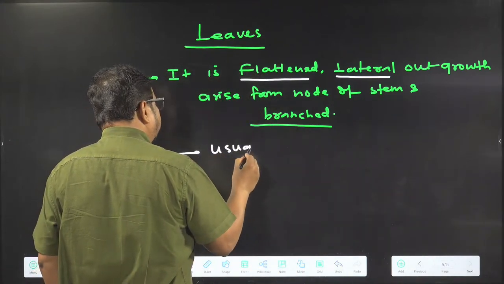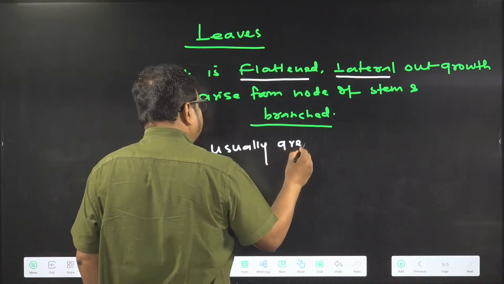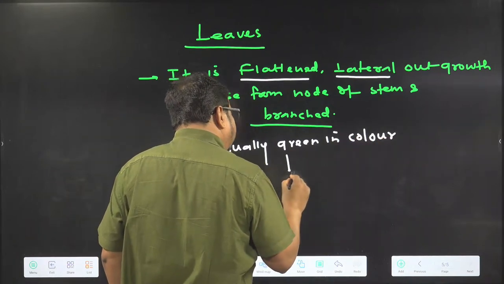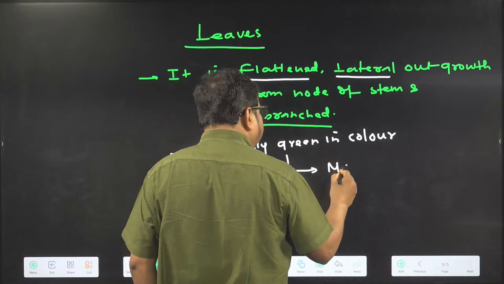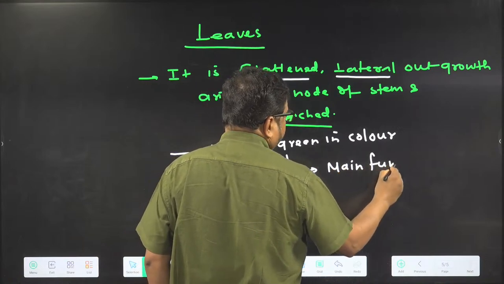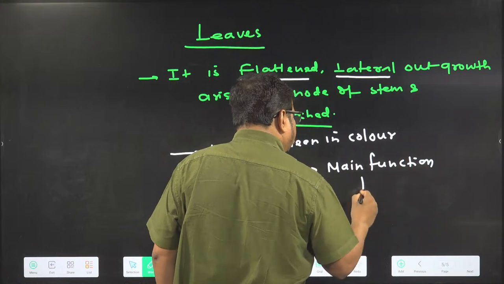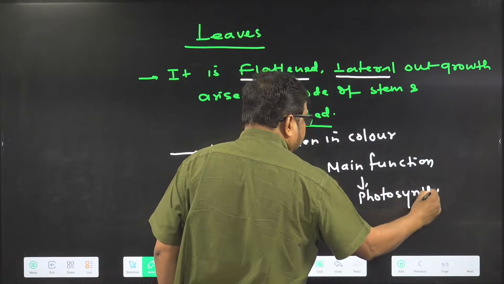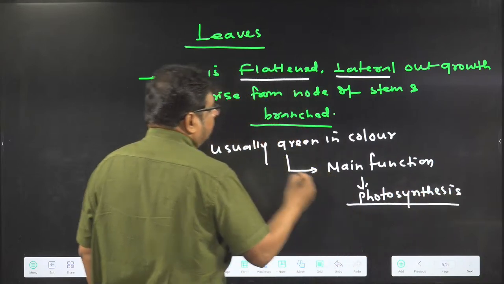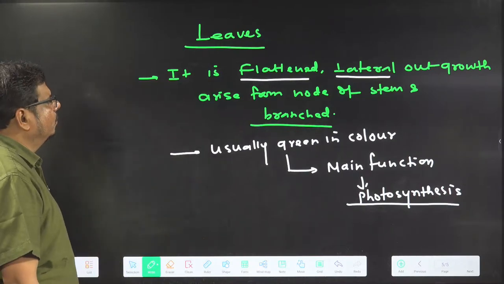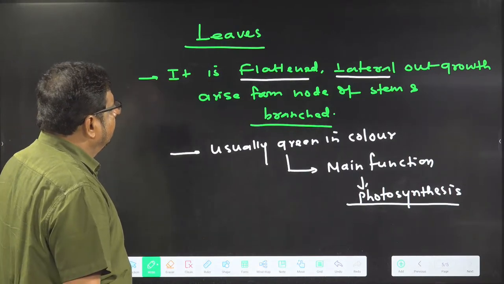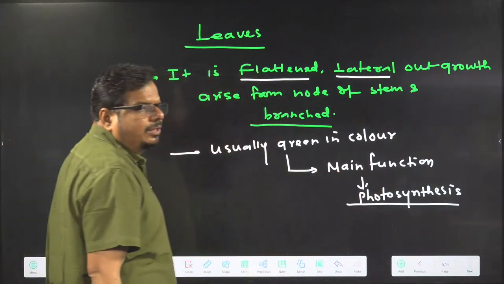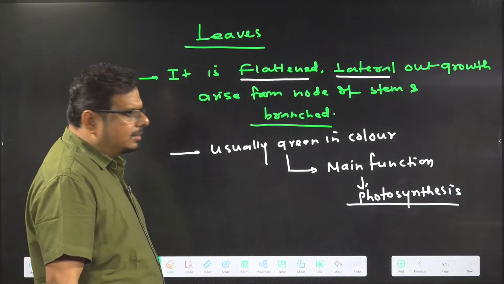Usually green in color. Mostly which color is the leaf? Green. And when green in color, the main function is photosynthesis. So it is a green, flattened, lateral outgrowth arising from the node of the stem and branches. Usually it is green in color and associated with photosynthesis. Got the idea?